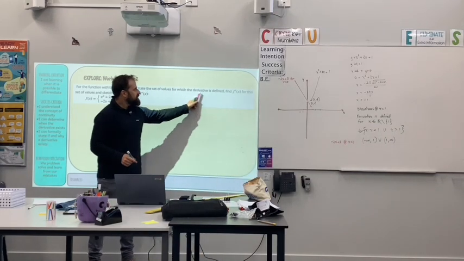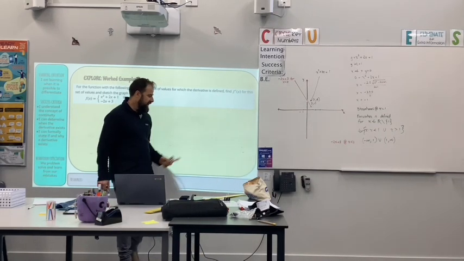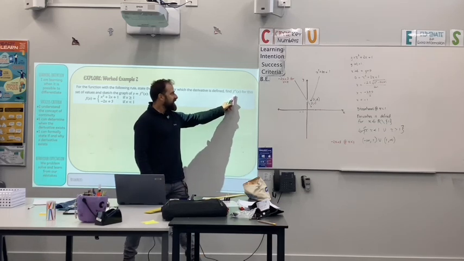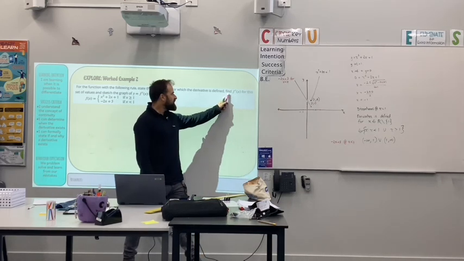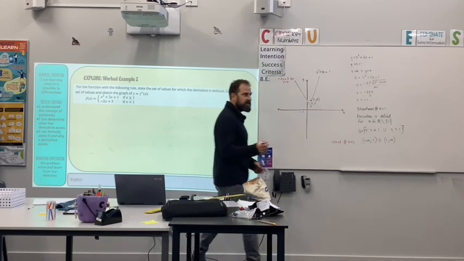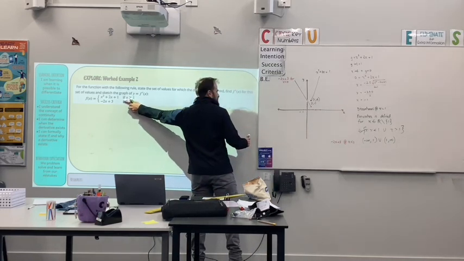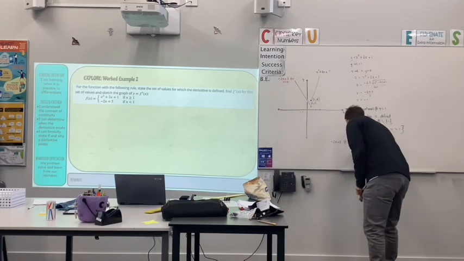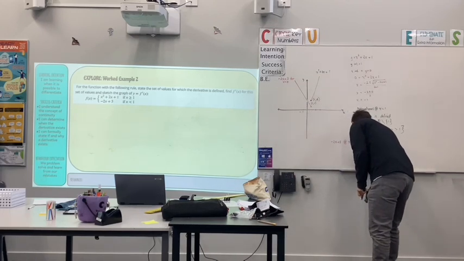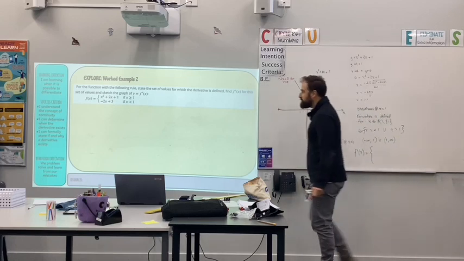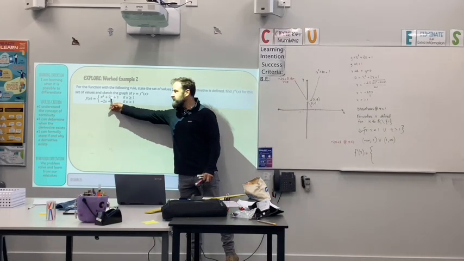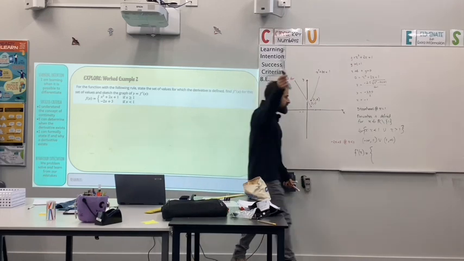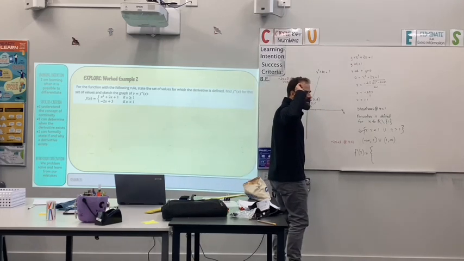We've stated the values for when the derivative is defined. How do we find the function f dash of x? How do we find the gradient function? We're going to differentiate that. How are we going to differentiate that? The answer is really simple. I differentiate the first part. Say it again. Missed a bit.